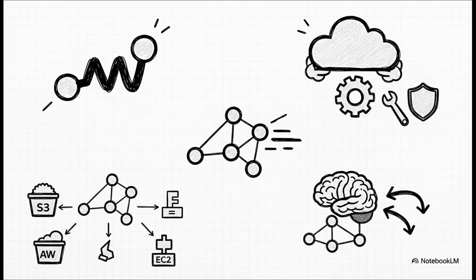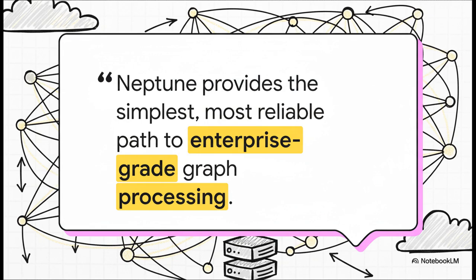At the end of the day, Neptune isn't just another database. It really represents a fundamental shift in how we think, from focusing on individual records to focusing on the relationships between them. It makes this powerful tech accessible by taking away the operational pain. It plugs it into the wider cloud world, and it even layers on machine learning to help you make predictions. As one source puts it so well, this whole approach makes Neptune the simplest, most reliable path to enterprise-grade graph processing for any company that's serious about operating in the cloud.